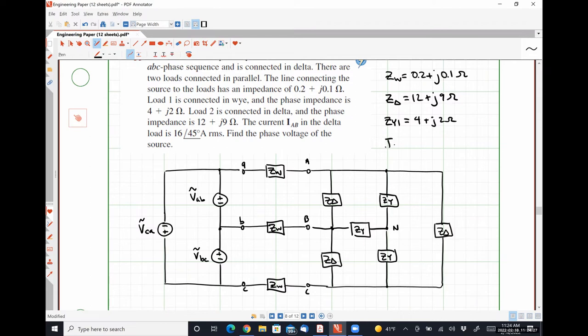And we are told the current IAB has a value of 16 angle 45 degrees amps RMS. Okay. And I'm going to go ahead and draw that current here on our diagram. We are trying to find the phase voltages of our source. So that means this guy, or this guy. Okay.